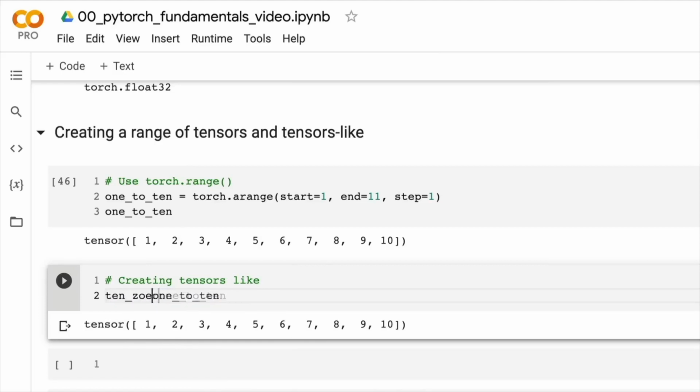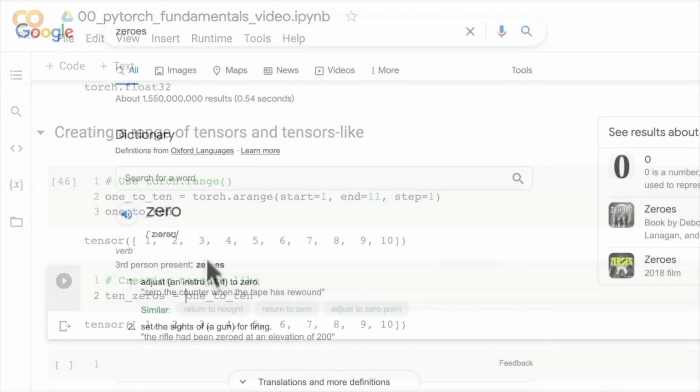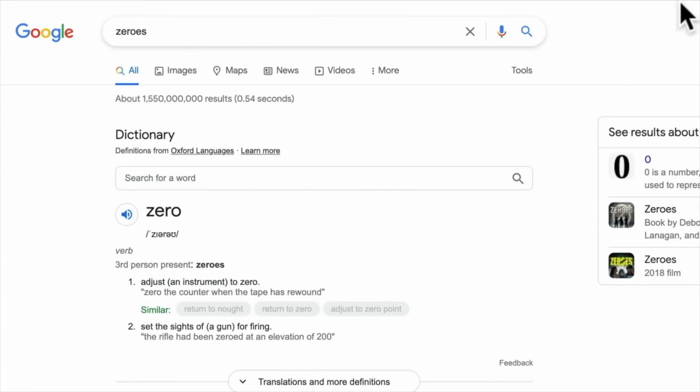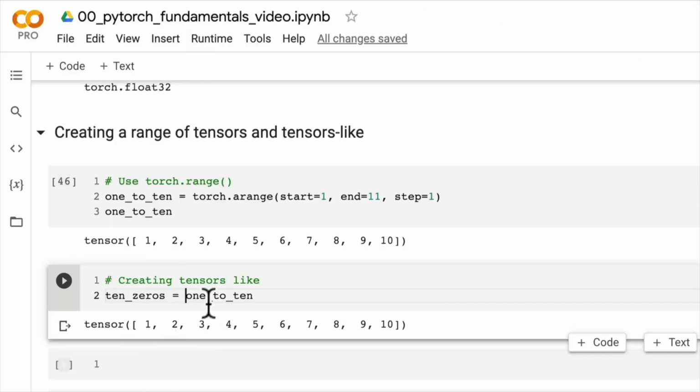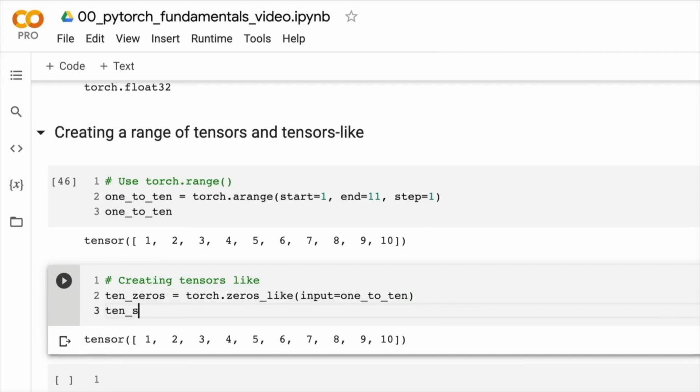So 10 zeros. Zeros equals, I'm not even sure if I'm spelling zeros right. I might have a typo spelling zeros here, but you get what I'm saying. It's torch zeros. Oh, torch spells it like that. That's why I'm spelling it like that. Zeros like 1 to 10. And then the input is going to be 1 to 10. Then we have a look at 10 zeros.